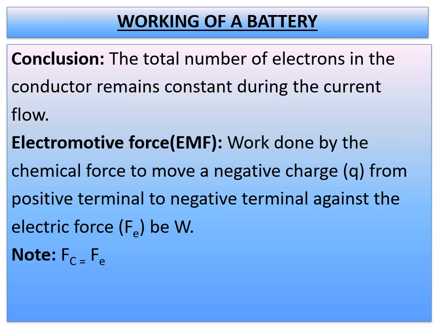So on the whole, what is the conclusion for that? The total number of electrons in the conductor remains constant during the current flow. Now we have to discuss electromotive force. When the ends of a conductor are connected to the terminals of a battery, what is happening? The electrons in a conductor, we already know, are moving with a drift speed from the negative terminal to the positive terminal because of the electric force acting on them.